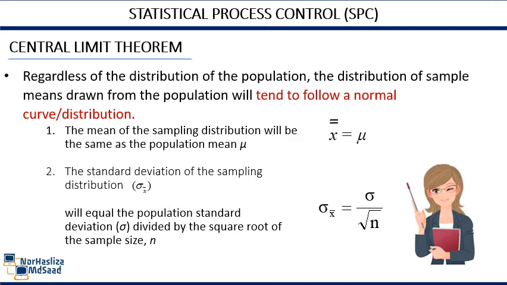The theoretical foundation for x-bar charts is the central limit theorem. This theorem states that regardless of the distribution of the population, the mean of the sampling distribution will be the same as the population mean, and the standard deviation of the sampling distribution will equal the population standard deviation divided by the square root of the sample size.